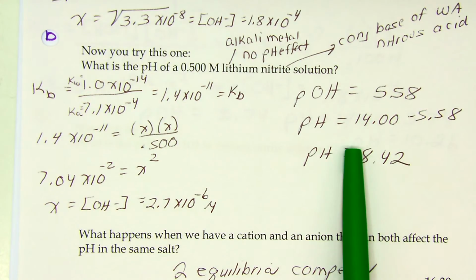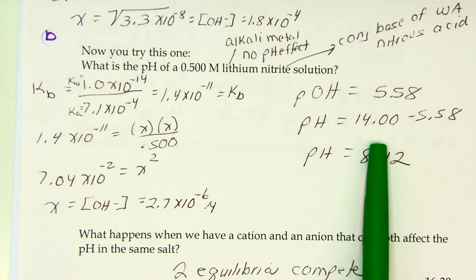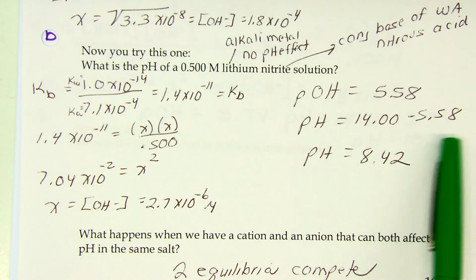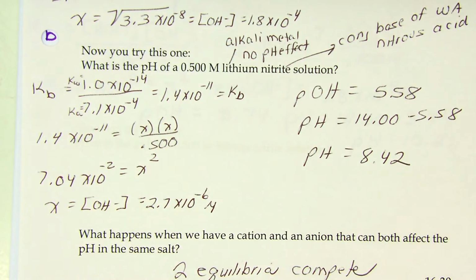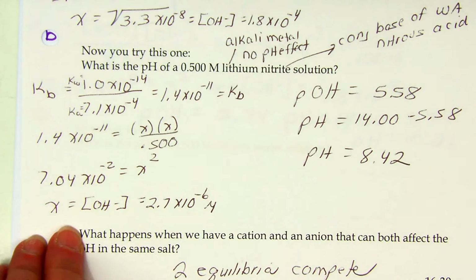It says nothing about temperature, so we assume pKw is 14. We're at 25 degrees. 14 minus 5.58, we get a pH of 8.42. And again, this seems like a reasonable answer because nitrite is the conjugate base, so it should be basic. It should have a pH higher than 7.